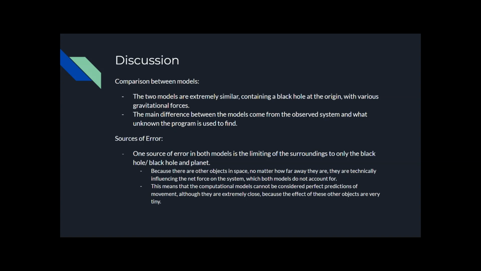Sources of error. One source of error in both models is the limiting of the surroundings to only the black hole or the black hole and planet. Because there are other objects in space, no matter how far away, they are technically influencing the net force in the system, which both models do not account for. This means that the computational models cannot be considered perfect predictions of movement, although they are extremely close because the effect of these other objects is very tiny.